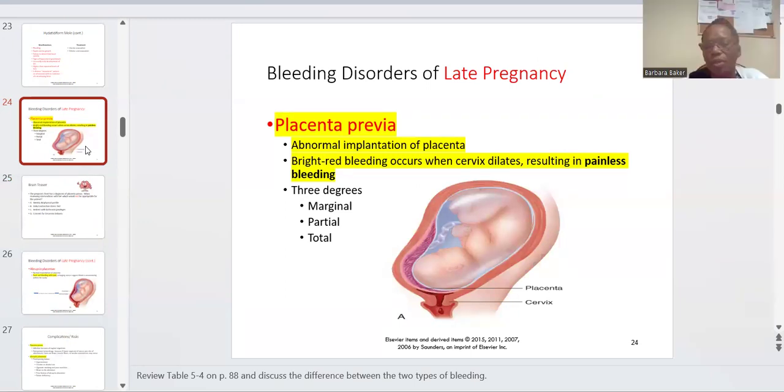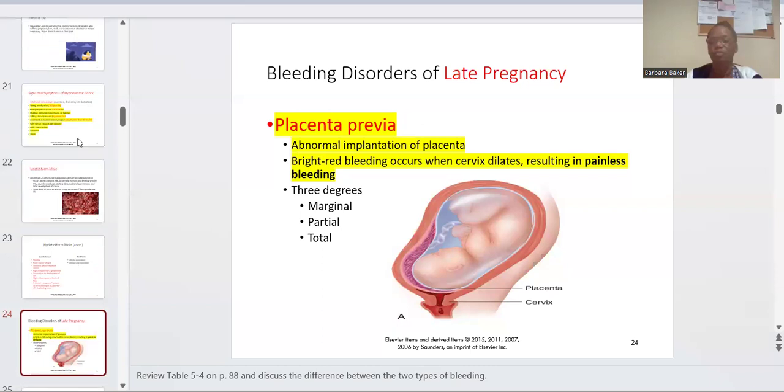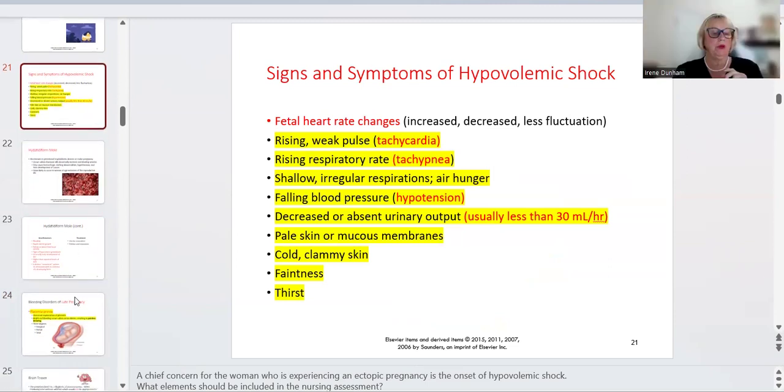I have a question, not really a question. Can you go back to if the patient has a hemorrhage? That slipped me a little bit, that explanation. Which one? Can you repeat that for me? If the patient has a hemorrhage. Oh, you want to go back to the hypovolemic shock? No, it was for placenta previa. Oh, placenta previa. Oh, sure.